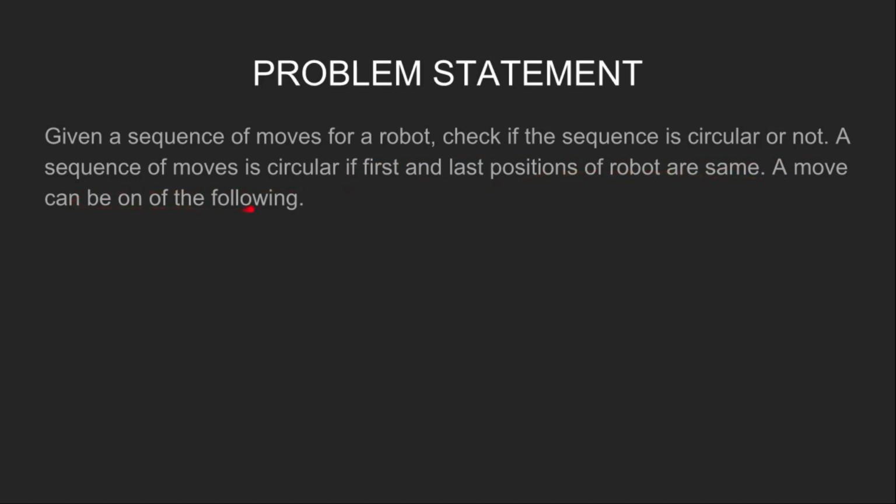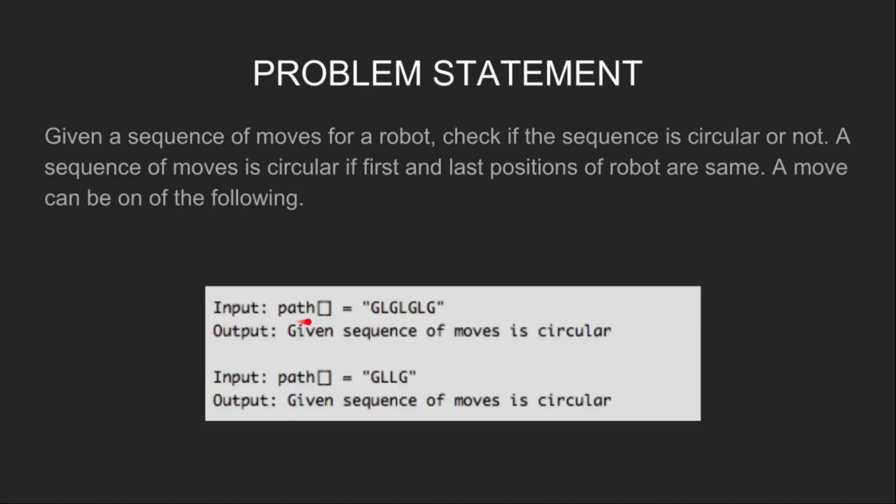A move can be one of the following. G, go 1 unit. L, turn left. R, turn right. For input path GLGLGLG, the output is: given sequence of moves is circular. For input path GLLG, the output is: given sequence of moves is not circular.